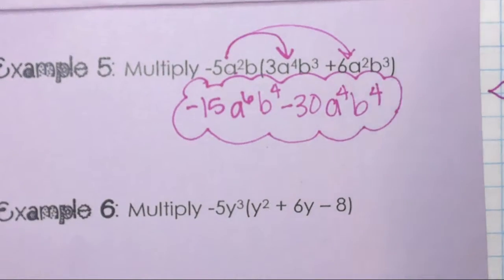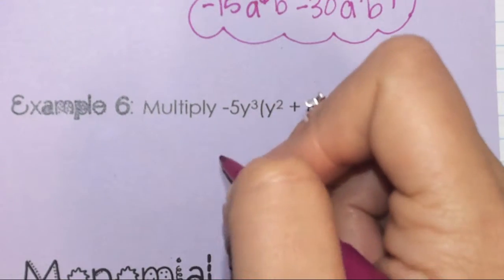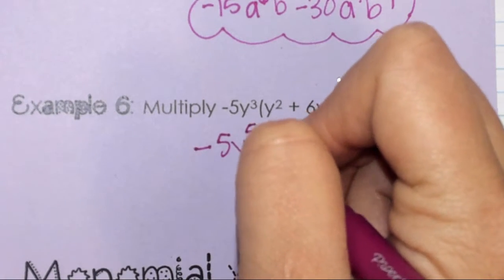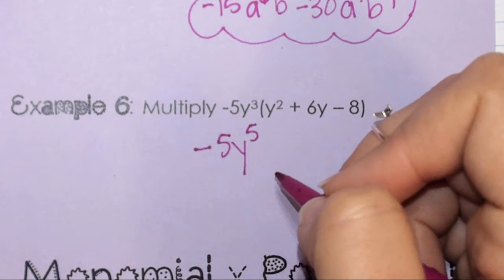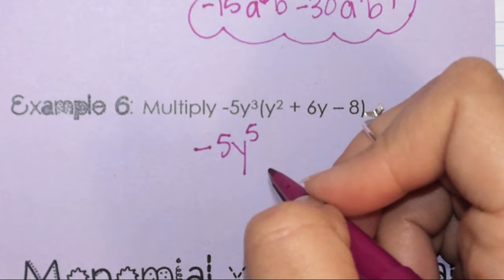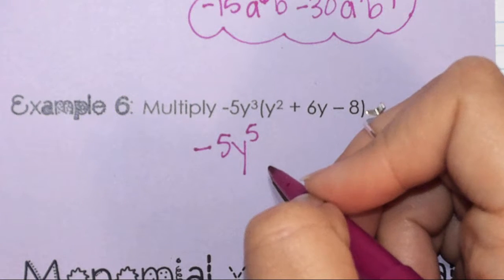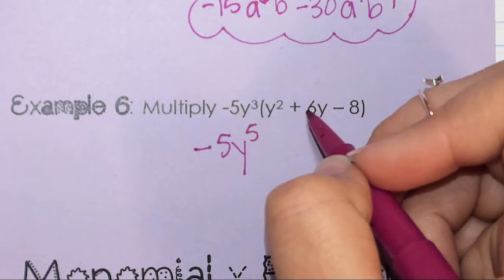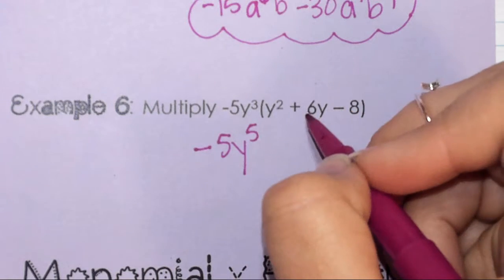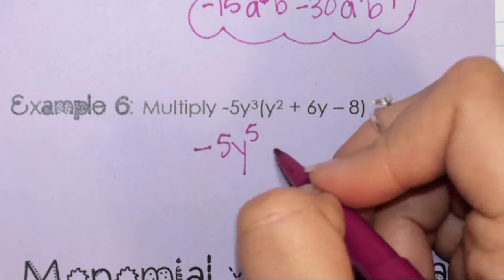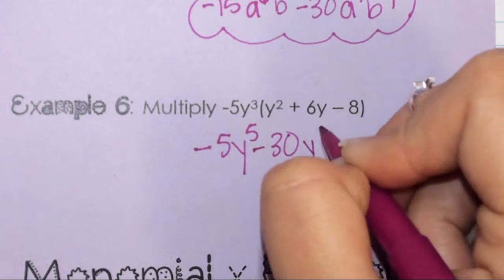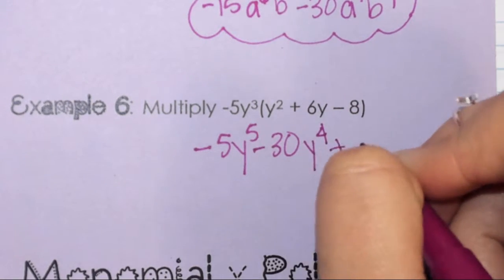Can you tell me the first term? To the 5th? Good. Bronson, can you tell me the second term? Negative 5 is the third. What's negative 5 times 6? Negative 30. And y cubed times y? The 4. Good. And what's our last term, Troy?